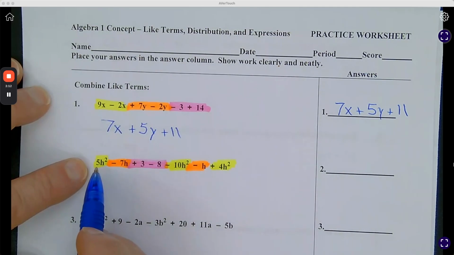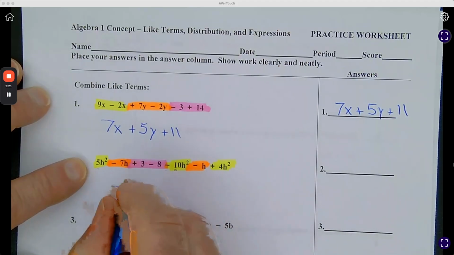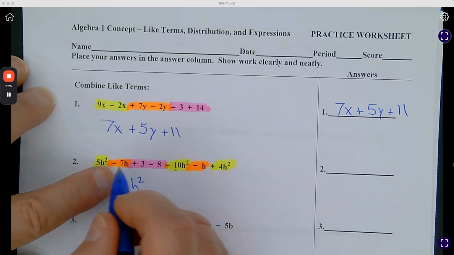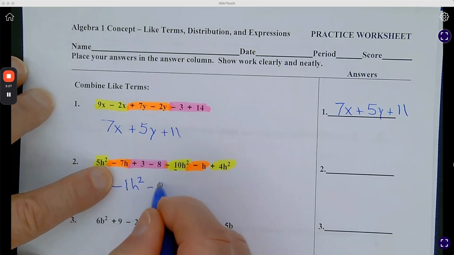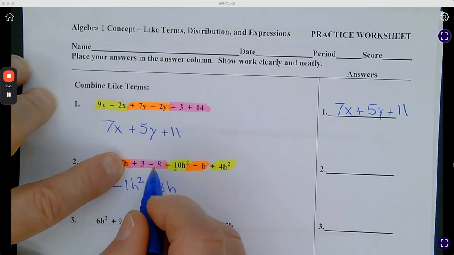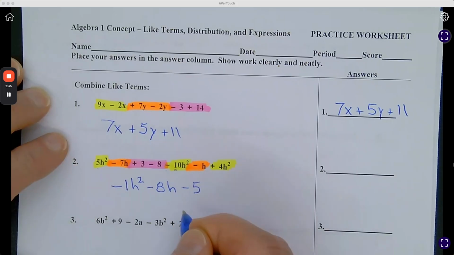5h squared, so it's 5 minus 10. 5 minus 10 is negative 5. Negative 5 plus 4 is negative 1. So it's negative 1, and the category is h squared. 7 negatives and 1 negative is 8 negative. Category is h. 3 positives and 8 negatives. There's 5 more negatives than positives.